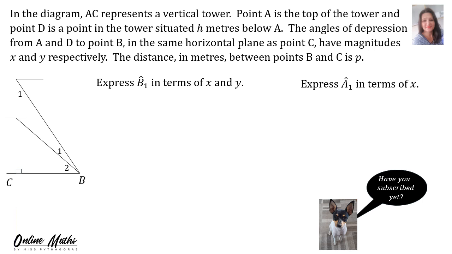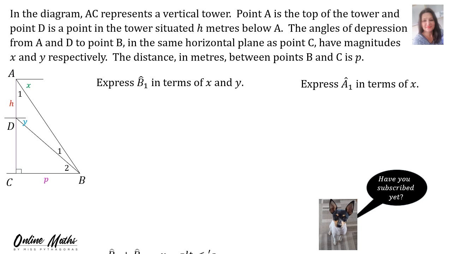In the diagram, AC represents a vertical tower. Point A is the top of the tower and point D is a point on the tower situated h meters below A. The angles of depression from A and D to point B in the same horizontal plane as C have magnitudes x and y, respectively. The distance in meters between points B and C is P. Question 1. Express B1 in terms of x and y.